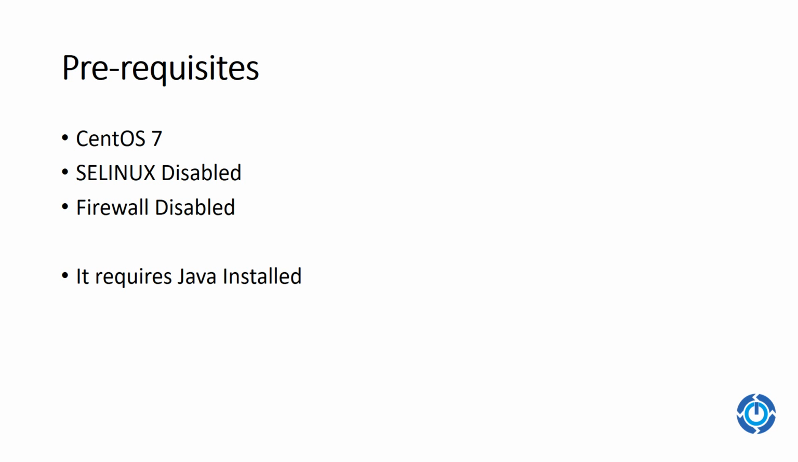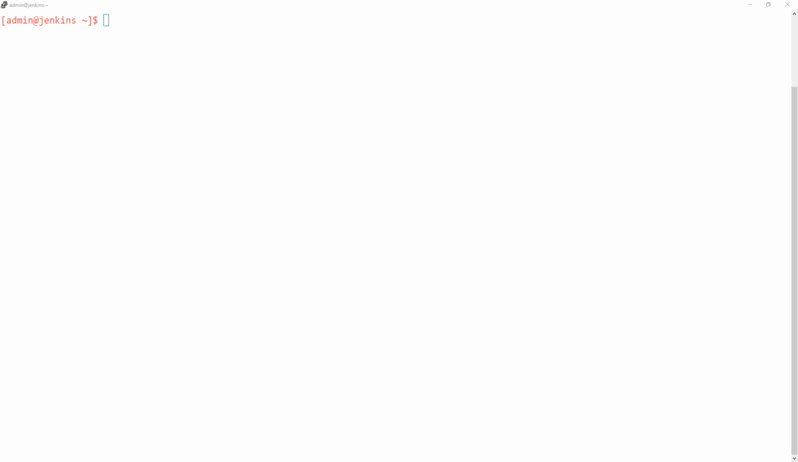Also, it's a Java-based application, so you are required to install Java on the operating system where you are installing Jenkins. So let's go ahead and see how we install Jenkins on this particular operating system. I have already picked a CentOS 7 operating system, which you can have a look at: it is CentOS release 7.4, the latest version we are picking up.